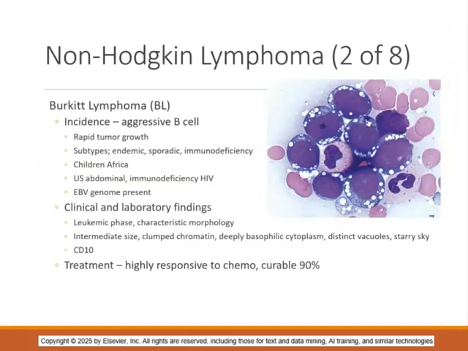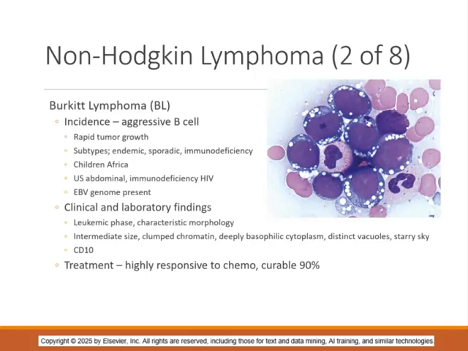The next one is Burkitt's lymphoma, and this is an aggressive B cell. They have huge tumor growth. It's very fast. There are different subtypes of it: endemic, sporadic, and immunodeficient. The most common is seen in children in Africa. It's more endemic. In the United States, it's more the sporadic, due to immunodeficiency, which could be caused by HIV. But what's scary is Epstein-Barr virus has been seen with people that have this.